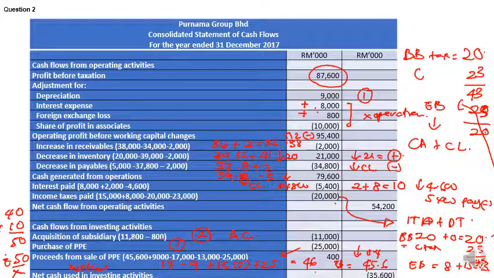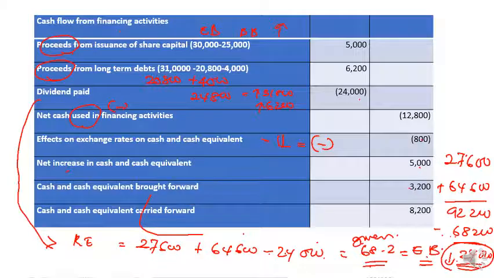Okay, and then we are going to move to the next one. Look at the financing activities. For financing activities, we have the proceeds from the issuance of share capital. To find this figure, there is nothing related to the share capital, so just compare the beginning balance and the ending balance. There is an increase of 5 here. An increase here means that there is a proceed.